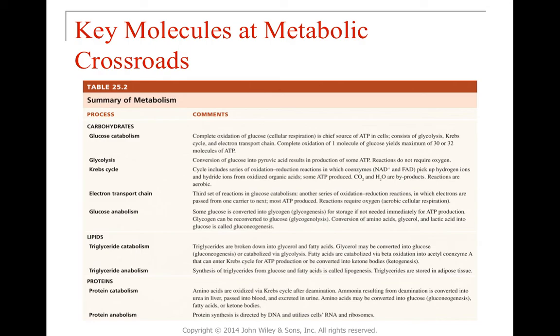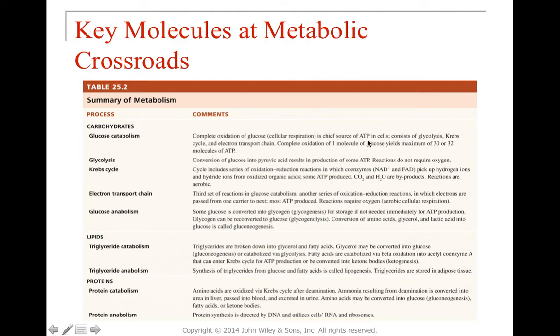This is an overview of the different metabolic processes. So basically, this one is glucose catabolism. This is when we are breaking down glucose, and that's called cellular respiration. And this is the biggest one that we hammered home this entire lecture. This is where we're creating ATP from.